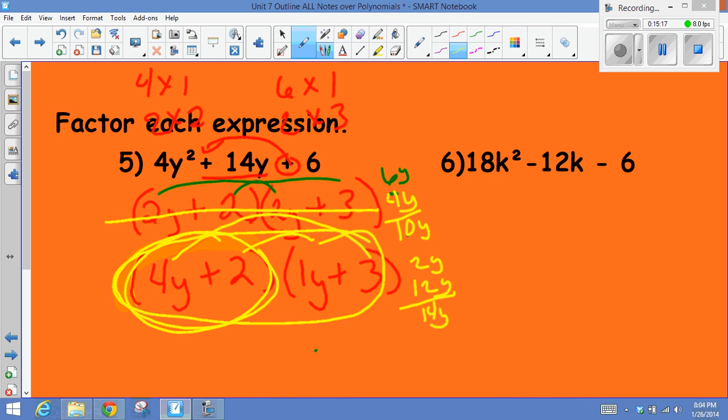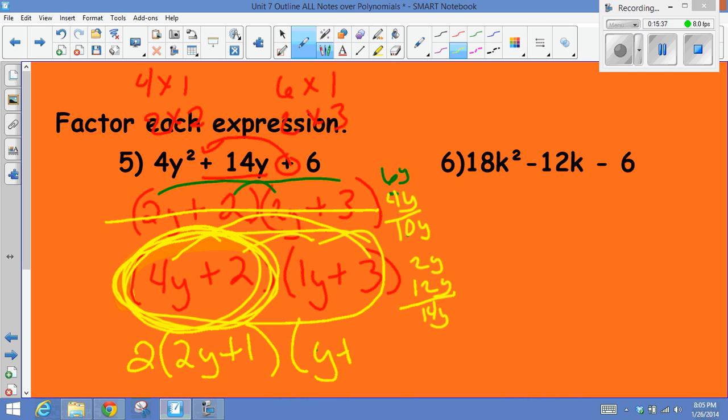This right here, 2 and 4 have a common factor. So I could have taken out a 2 before I started. I can take it out now because the common factor between 2y or 4y and 2 is 2. So if I pull a 2 out, I'm left with 2y plus 1 and y plus 3. That is my final answer.